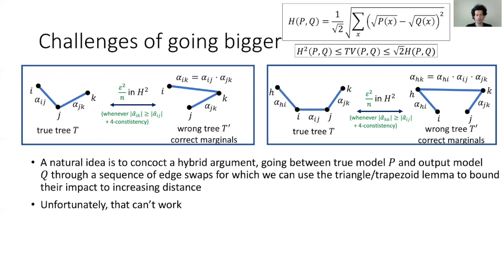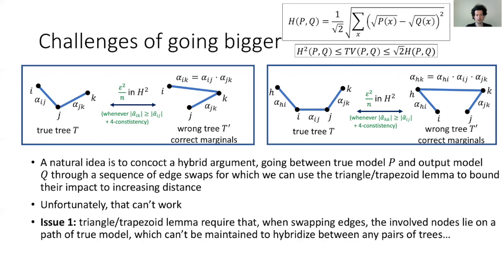Unfortunately, this approach can't possibly work. First, the triangle and the trapezoid lemmas require that when swapping edges, the involved nodes lie on a path of the true model, and this cannot be maintained to hybridize between every pair of trees.